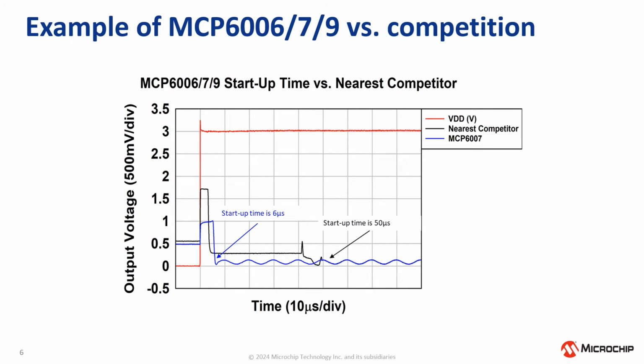Based on the test circuit discussed previously, we measured the startup time of Microchip's new general purpose 1 megahertz family. That is the MCP6006, 7, and 9, single, dual, and quad channel. The MCP6006 product family has a startup time of 6 microseconds, which is nearly 10 times faster than the nearest competitor. At the same time, the MCP6006 family maintains high output impedance during startup.